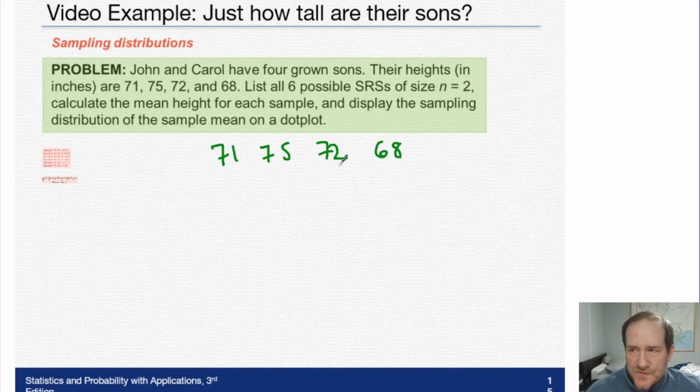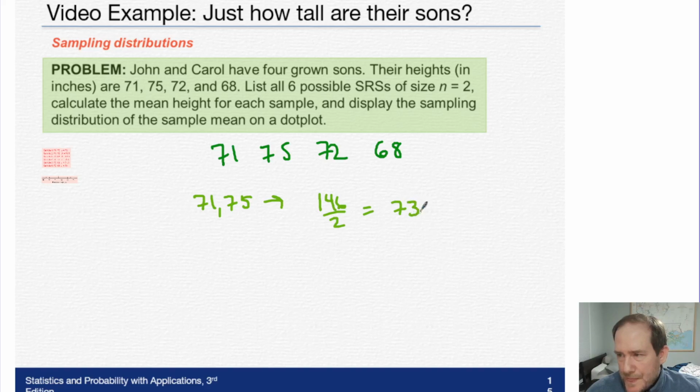So what would my first sample of size 2 be? Well, it would be the 71 with the 75. And then with just those 2 numbers, I can average them pretty easily. You just add them up and divide it by 2. So that would give what? 146 divided by 2 is 73. So now it feels like, okay, maybe on average, the population has a height of about 73.